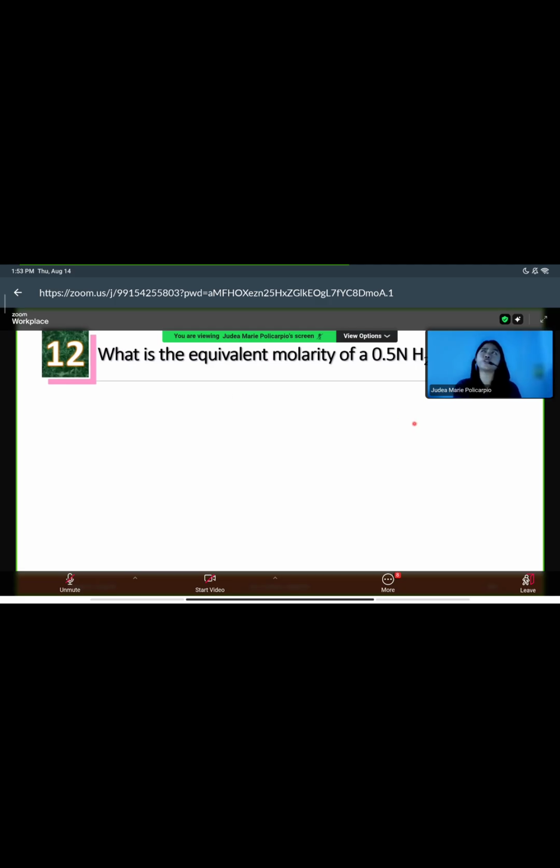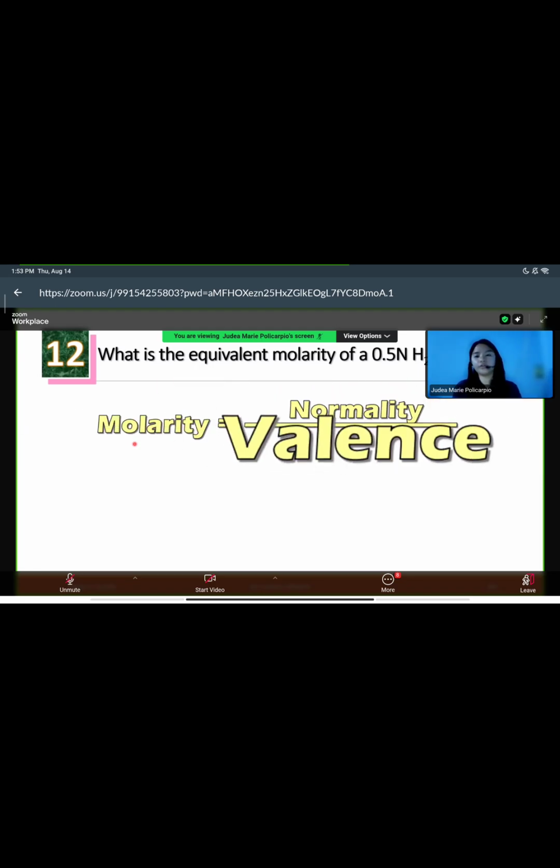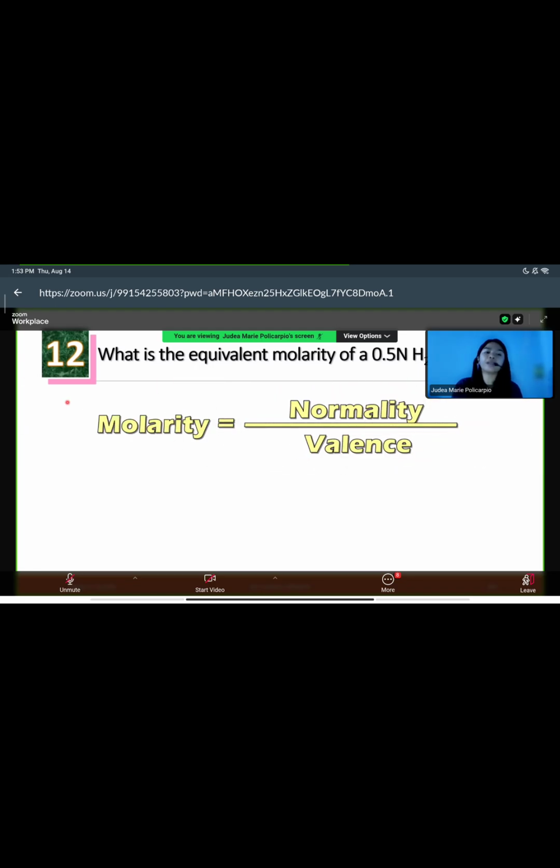Okay, so ano ba yung shortest possible way to convert molarity into normality and vice versa? So for that, we will be using this formula, no? If you want to get the molarity, all you have to do is to use the normality, di-divide mo lang siya with the valence. Okay, as simple as that. Para daw makuha natin si molarity, you just have to use normality, divide lang daw natin with the valence.